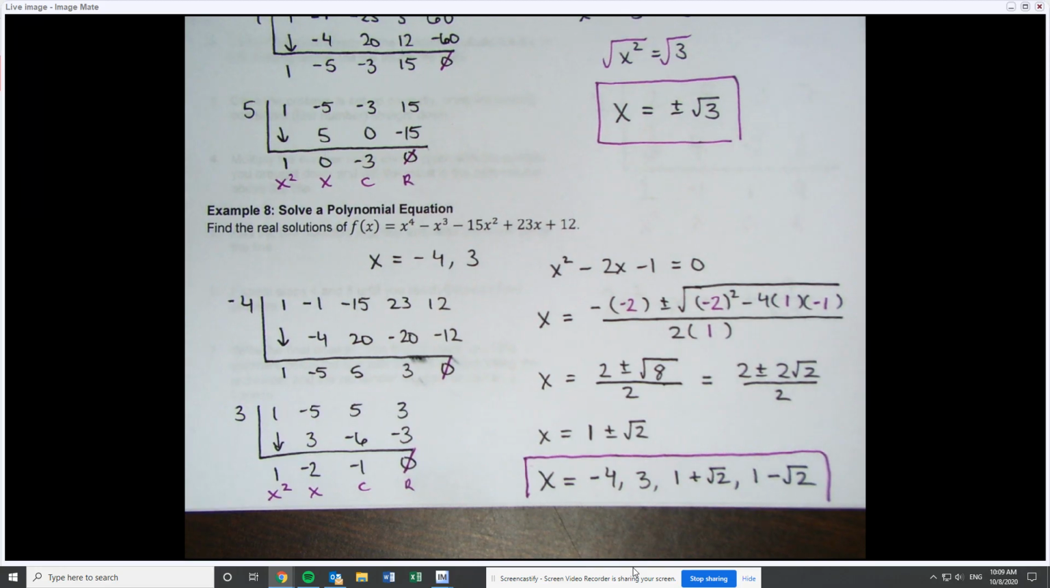All right, that's it. So now you have a good idea on how you can find all of the real zeros for a polynomial. If you have any questions about this, please feel free to reach out and contact me.